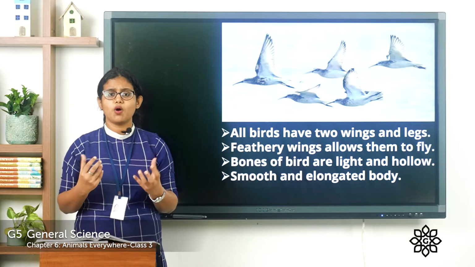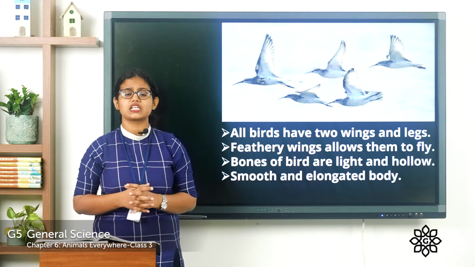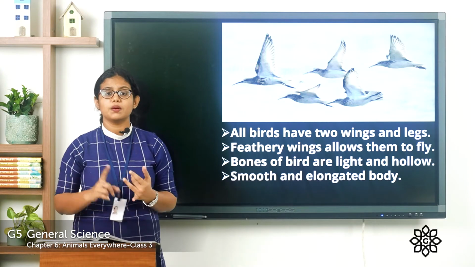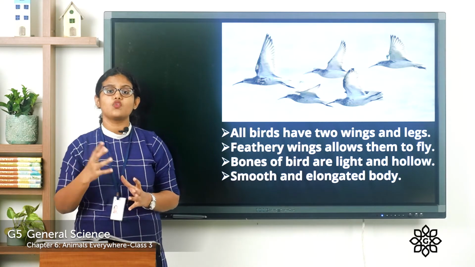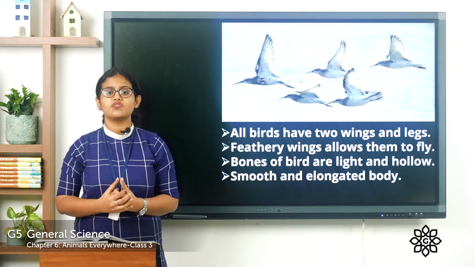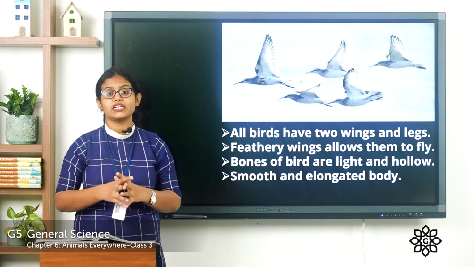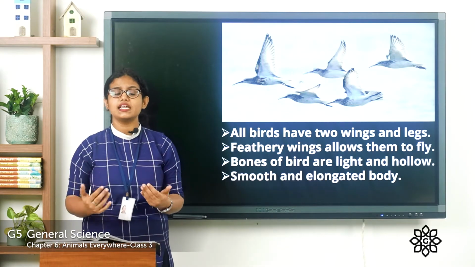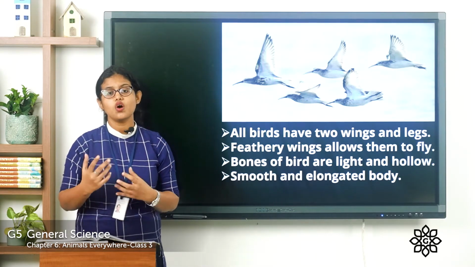So what about their body? Their body is covered with feathers. Their body is covered with 3 different types of feathers. That is the body feather that gives shape to the bird. Then the down feather that keeps the body of a bird warm. And the third one, that is the flight feather. The flight feather is present in the wings and tail of a bird, and this flight feather helps the bird to fly.